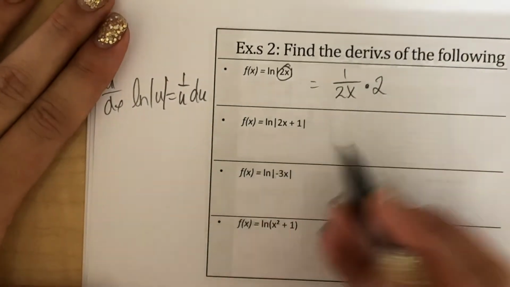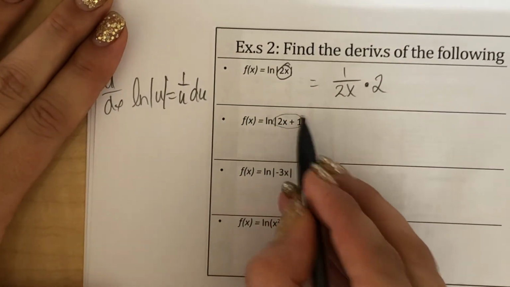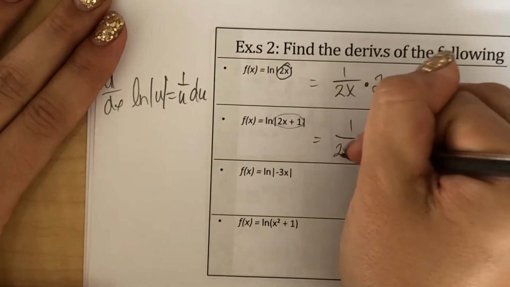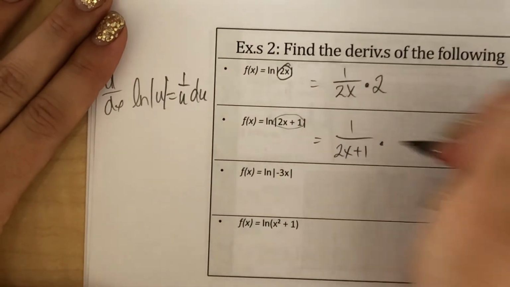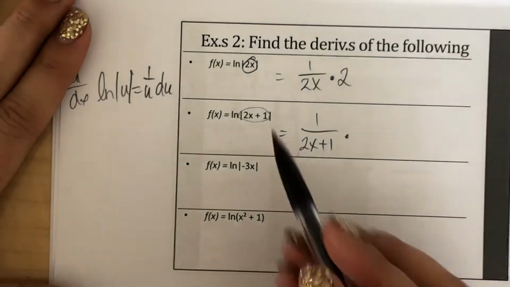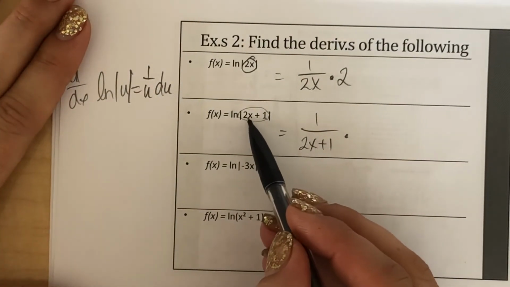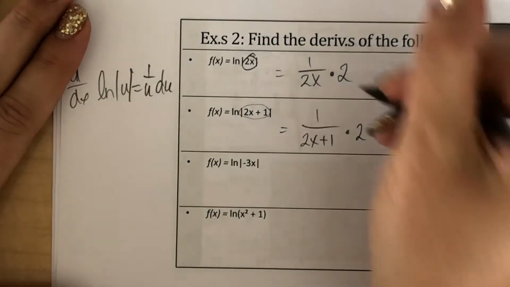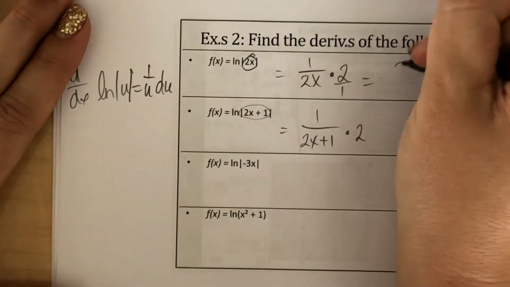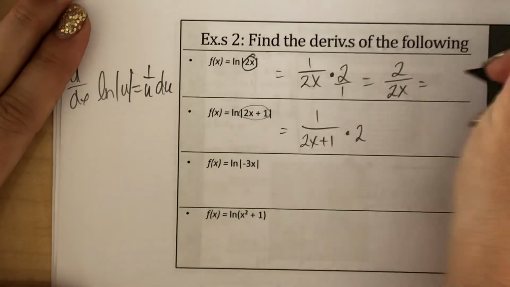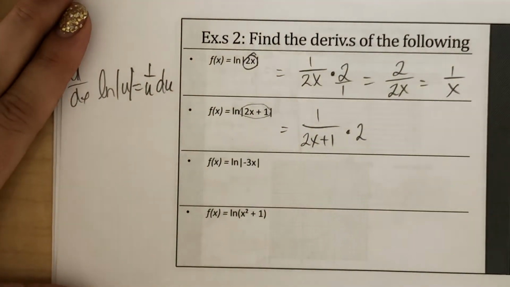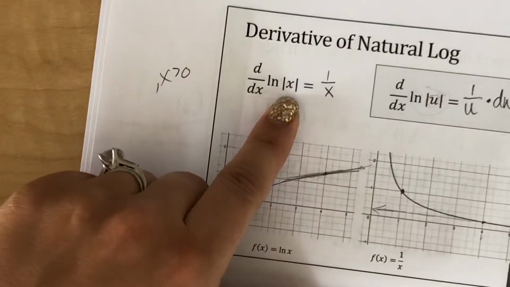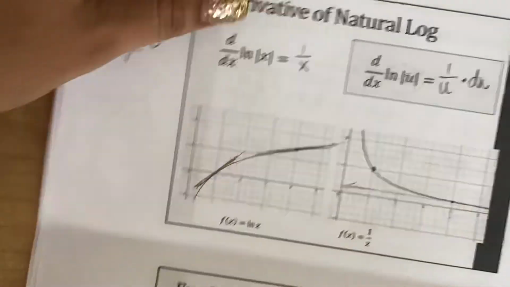Okay, let's do the derivative of this. I'm going to identify my u. 1 over u, 2x plus 1, times du. The derivative of my inside is 2. Let's simplify these. I'm going to put that over 1. So this becomes 2 over 2x, which is 1 over x. So the derivative of ln of 2x is actually the same as ln of x. They're both 1 over x.